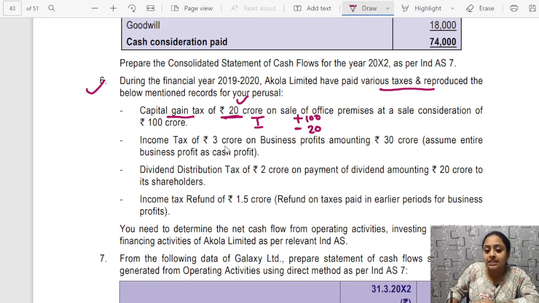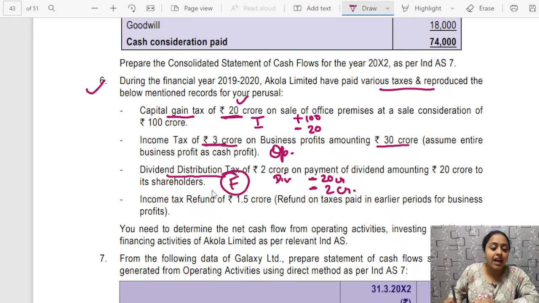Income tax of rupees 3 crore on business profits amounting rupees 30 crore, and assume entire business profit as cash profit. This 3 crore will be your operating, no doubt. Dividend distribution tax of rupees 2 crore on payment of dividend amounting to 20 crore to its shareholder. So there has been outflow, dividend has been given out, okay, so minus 20 crore and 2 crore tax, minus 2 crore, okay, under financing activity.